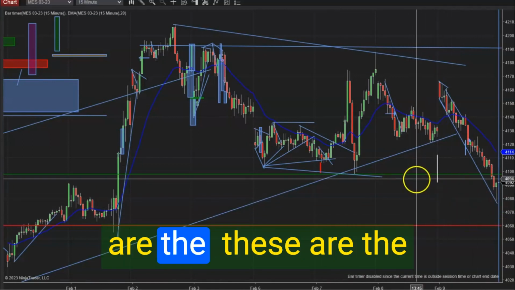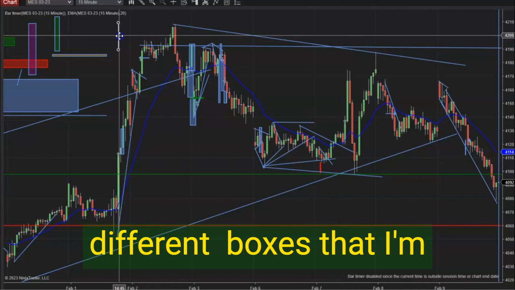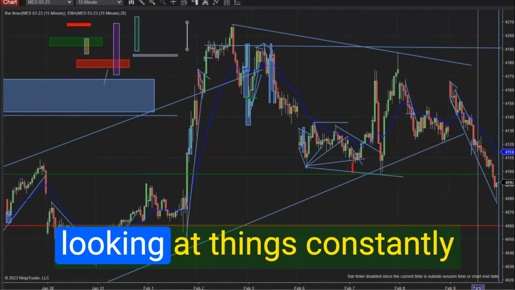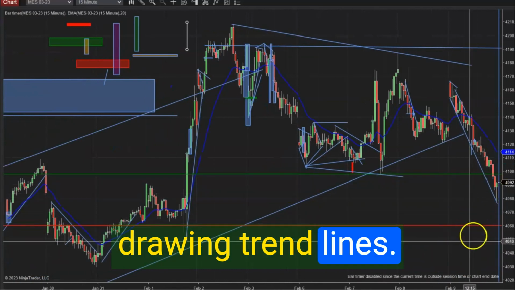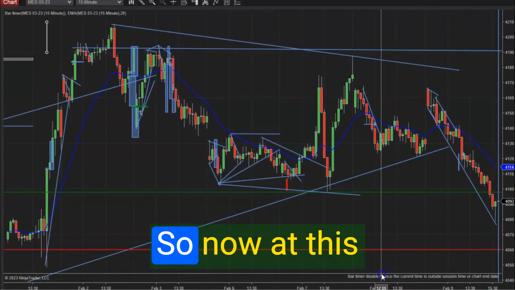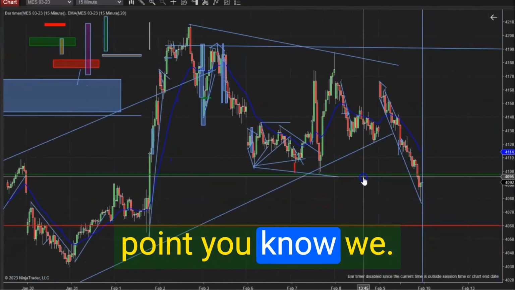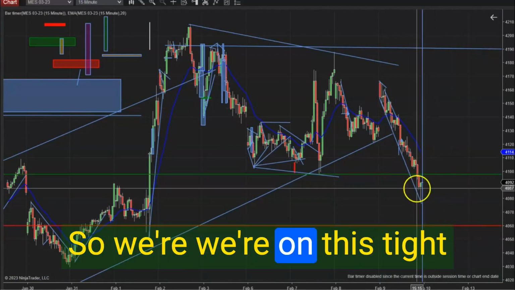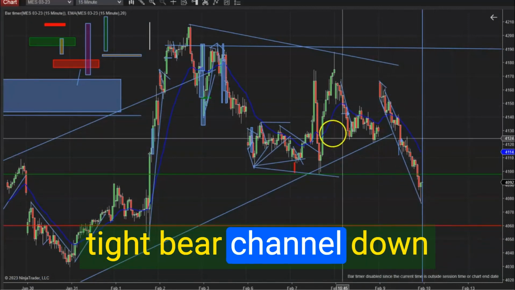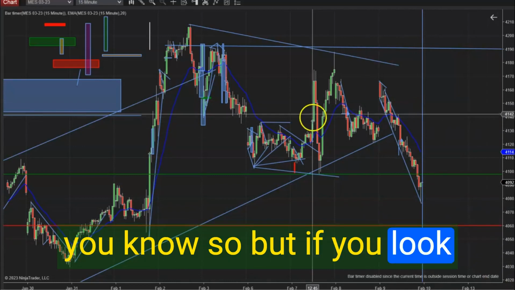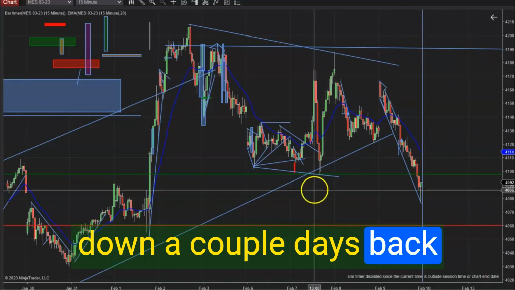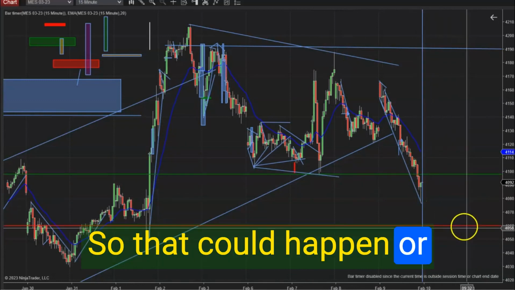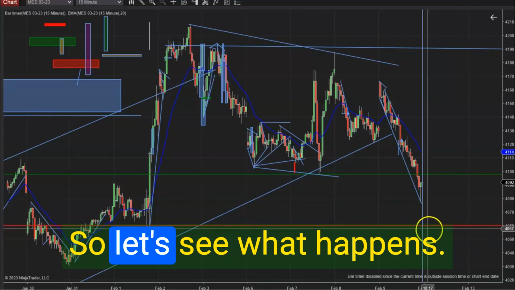As you can see, these are the different boxes that I'm making as I'm trading, constantly measuring the market, constantly looking at things, constantly drawing trend lines. So now at this point, we're on this tight bear channel down, but if you look at the last major move down a couple days back, we rejected it and we bought off of that, so that could happen, or we could continue down. So let's see what happens.